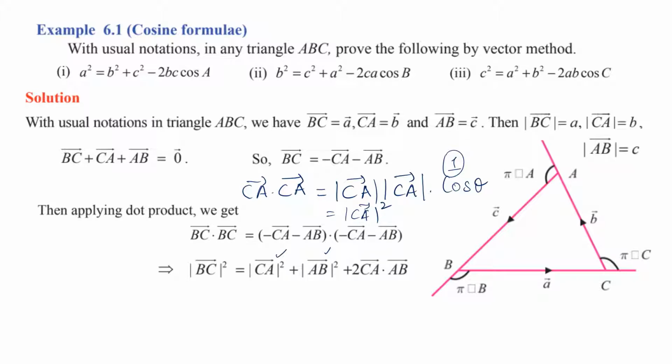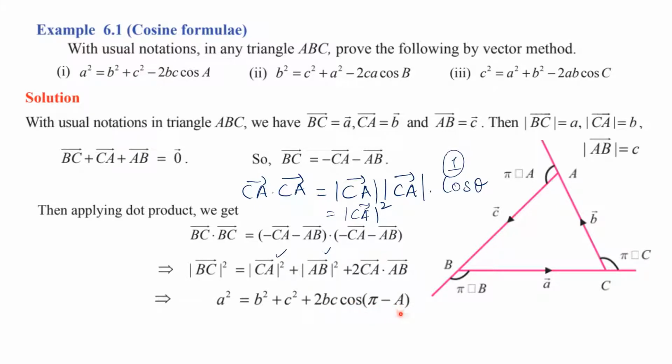All right. Now, further simplifying this, we know that magnitude of CA is b, and magnitude of AB is c. So applying all the values from here, you get a squared is equal to b squared plus c squared plus 2 times bc into cos of pi minus a.